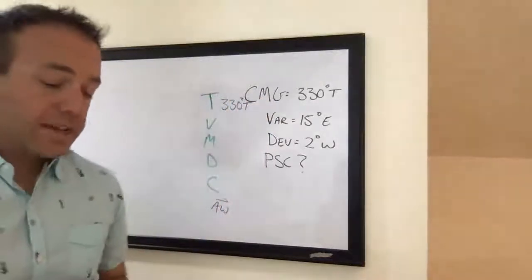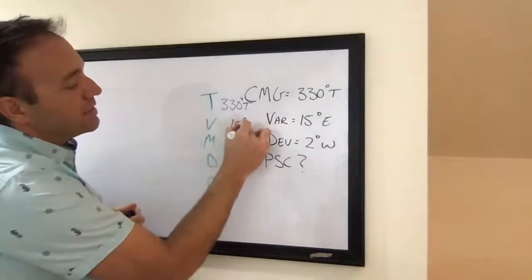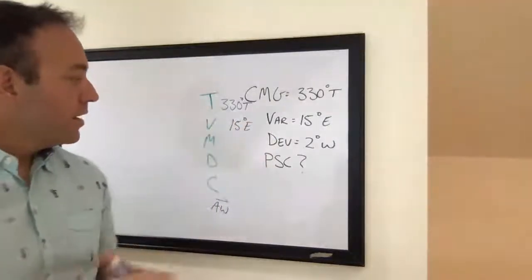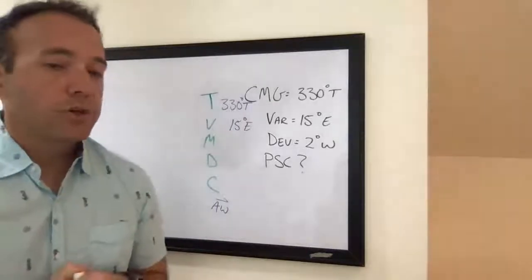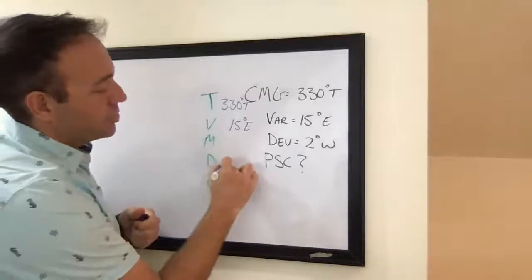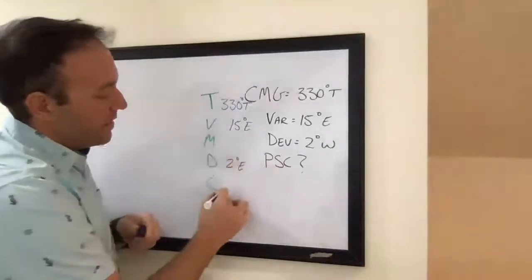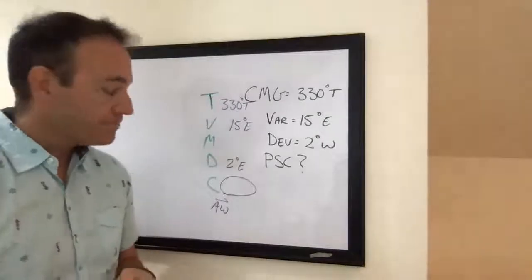V, you can probably guess, stands for variation. And so that's 15 degrees east in this case. M stands for magnetic. We don't have any information in the problem regarding that. D stands for deviation, which is 2 degrees east. And then C stands for compass, and that's what we're looking for, the compass heading.